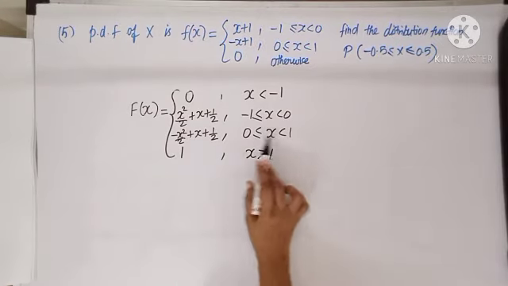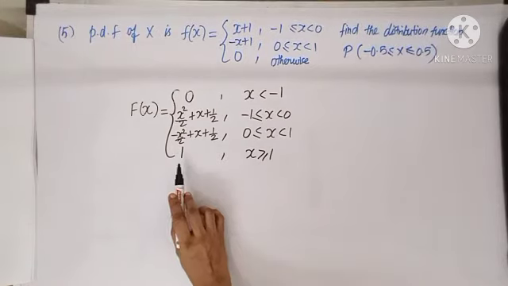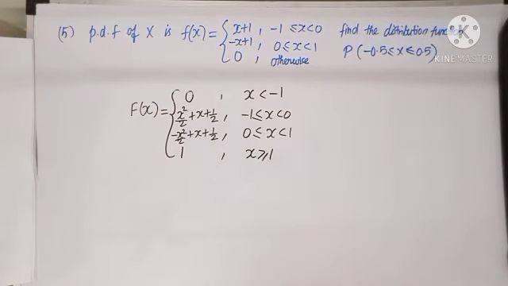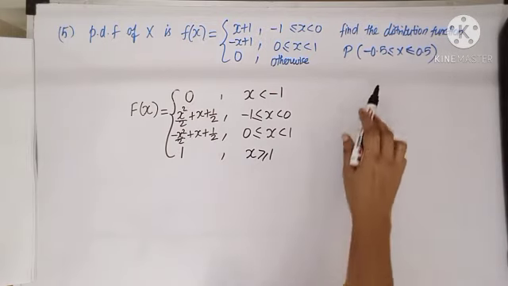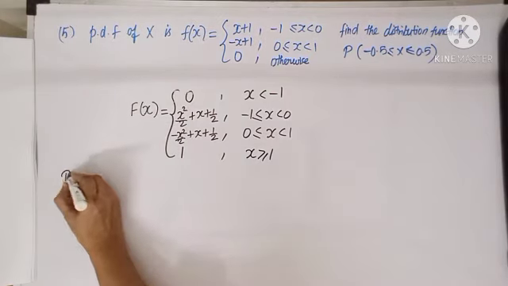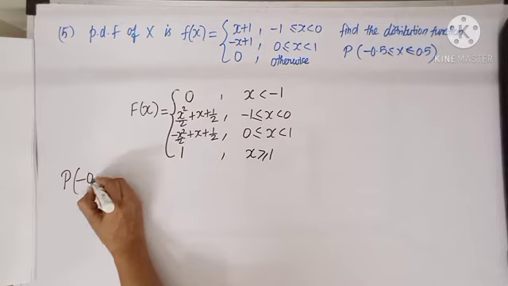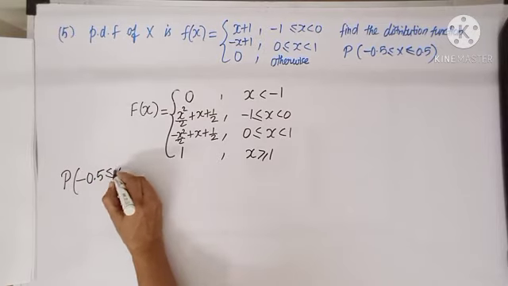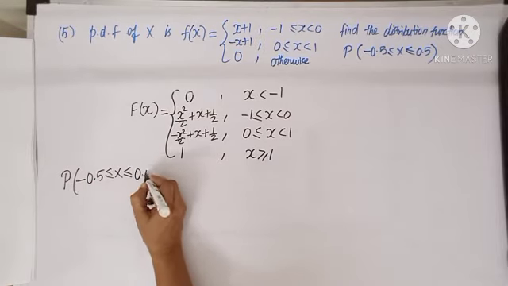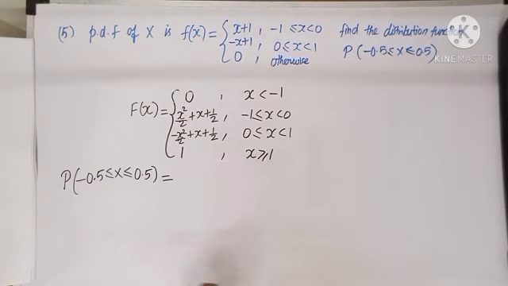When x is between 0 and 1, if x is greater than or equal to 1. Thus, we have solved the problem. The second part of the question is, I want to find P of minus 0.5 less than or equal to x less than or equal to 0.5.